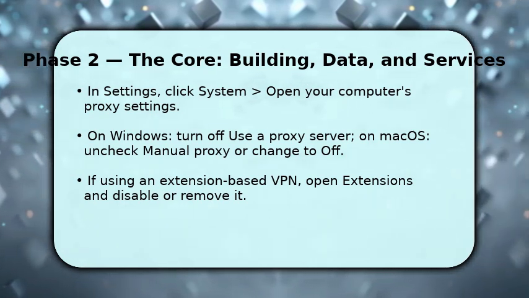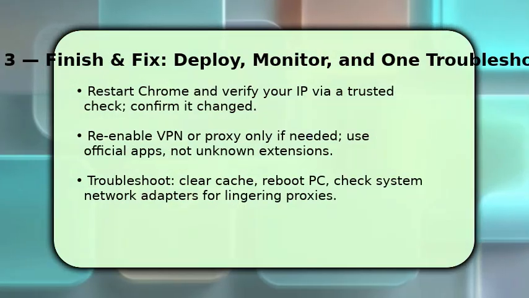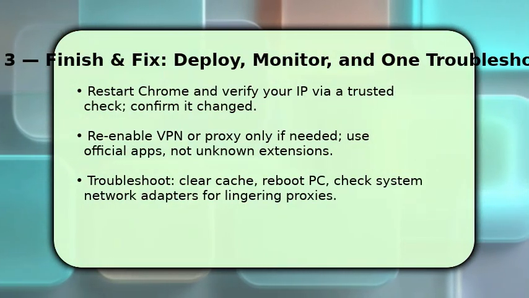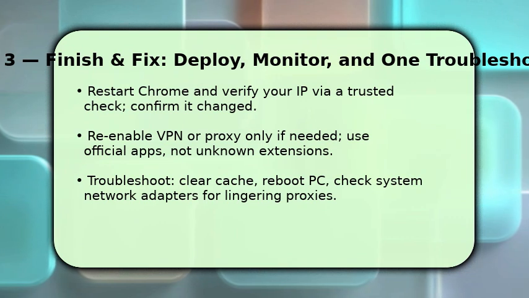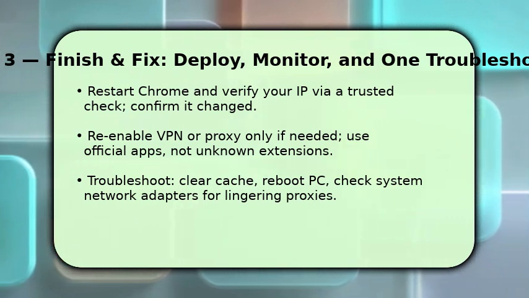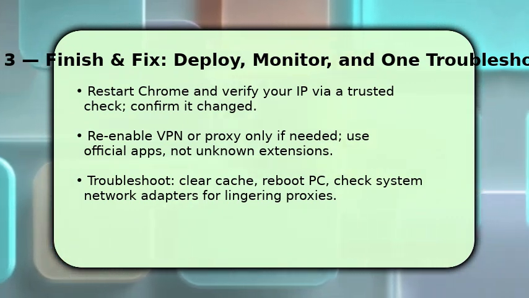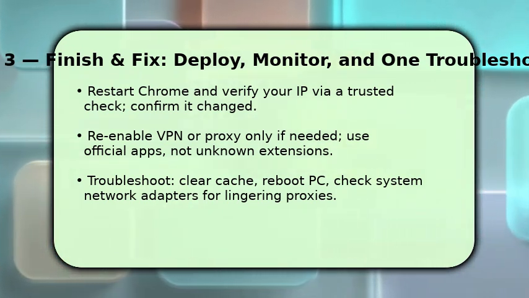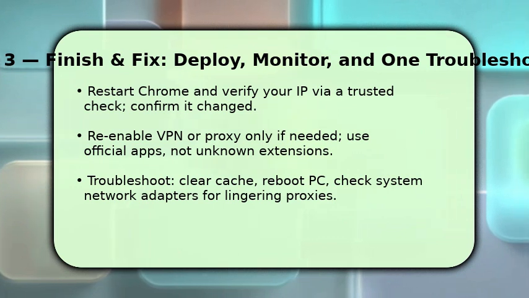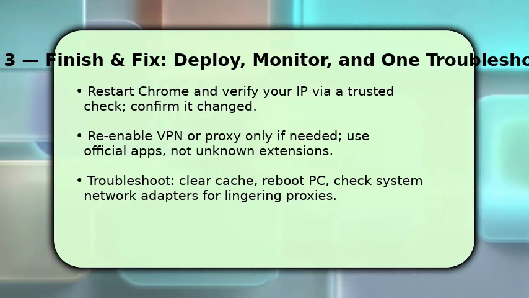To finish, restart Chrome and verify your IP with a trusted check to confirm the proxy or VPN is no longer active. This proves the change took effect. If you must re-enable a VPN later, use the official app or provider, not sketchy extensions, because those can persist.